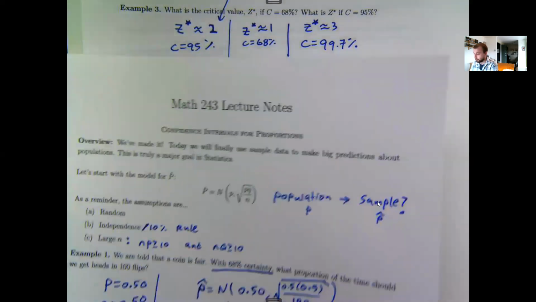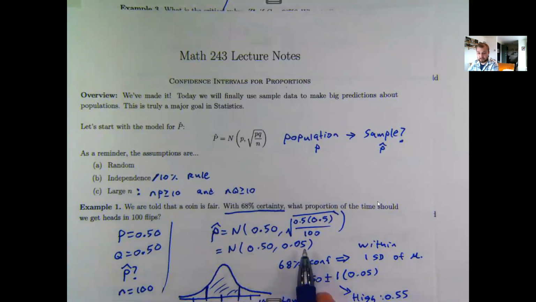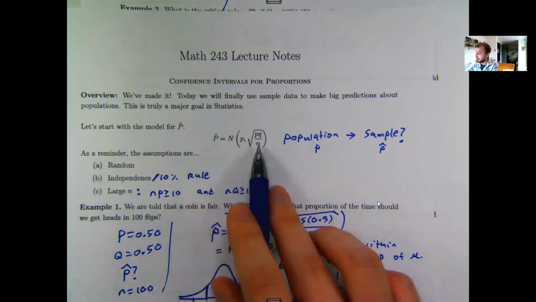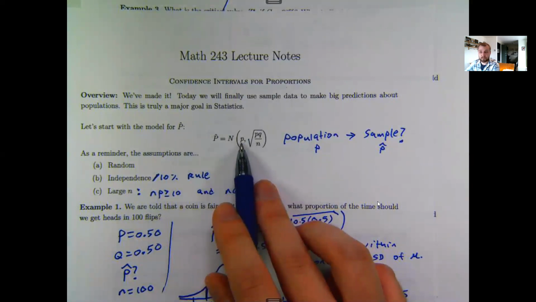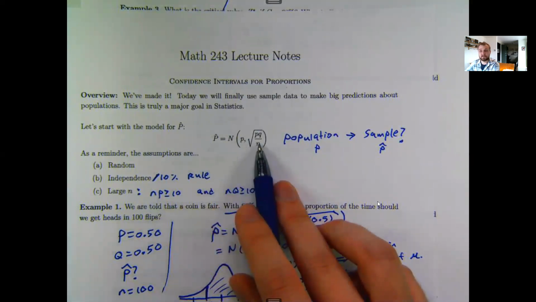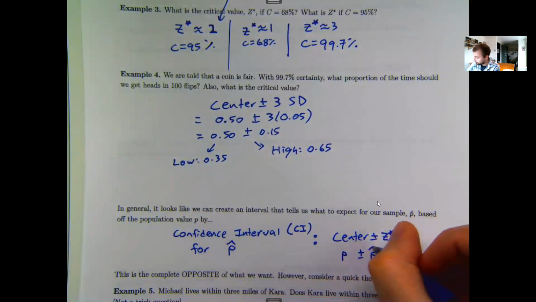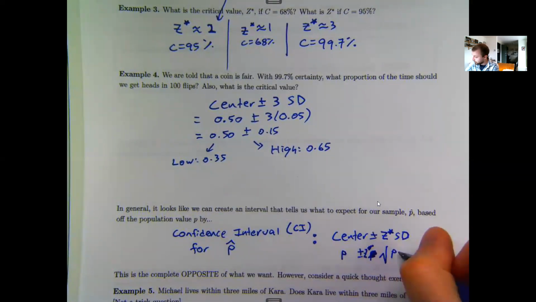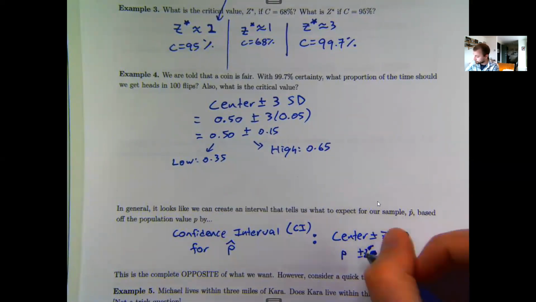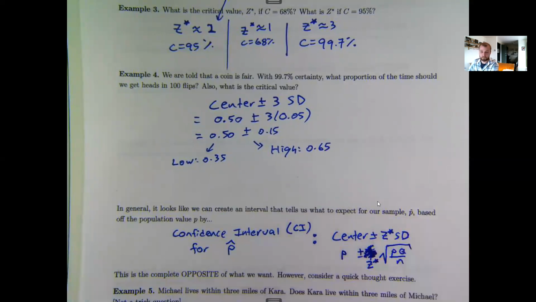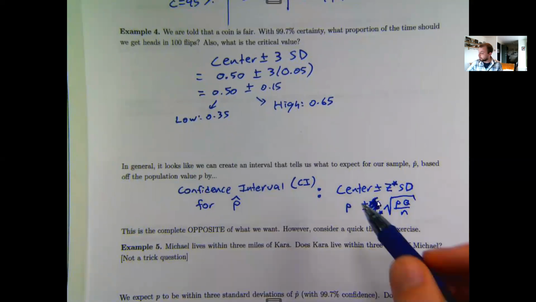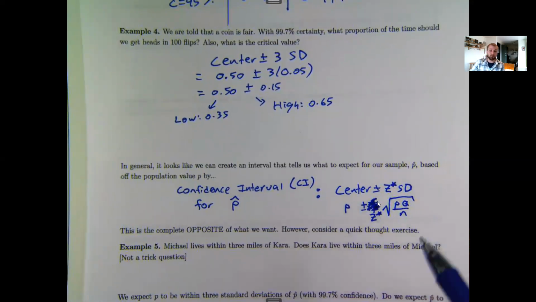Now, the formula that I'm looking at here, my center and my standard deviation, that came from this p-hat model. So my center is p, and my standard deviation came from the square root of pq over n. So kind of doing a remix of that first formula. So I have p plus or minus z star, and then I have a big square root here, pq over n. Okay, sorry about the mess there. I have p plus or minus z star square root pq over n.